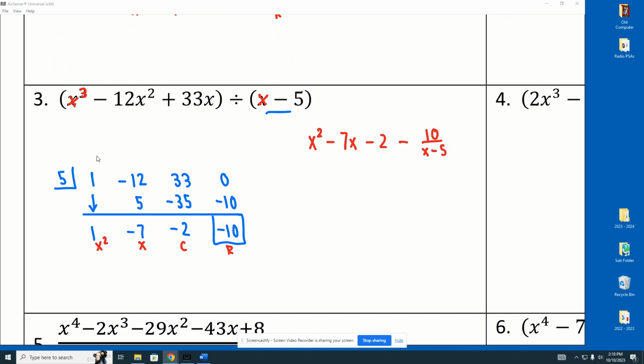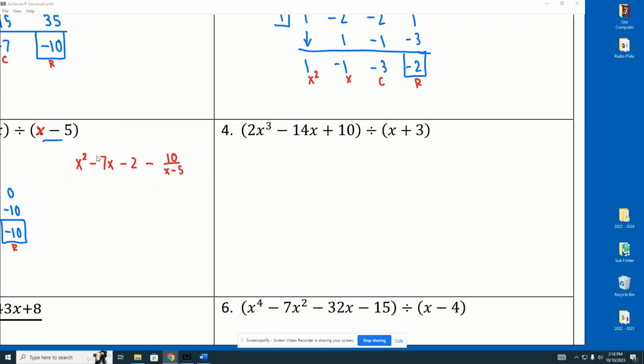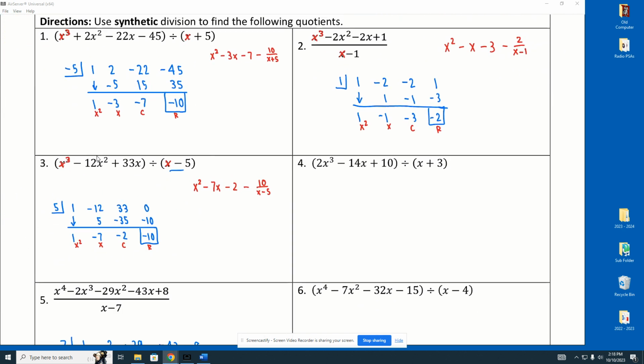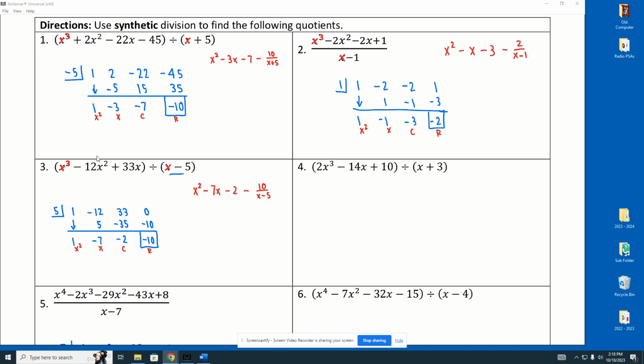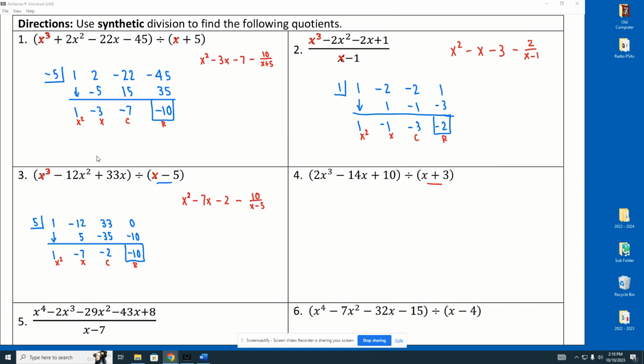Okay? Now, move over here to number 4. It also had, not a big trick, but a little bit. Let me leave it all on here so you can still follow along with the ones that we've done. What goes in the box if my divisor is x plus 3? Well, negative 3 does.